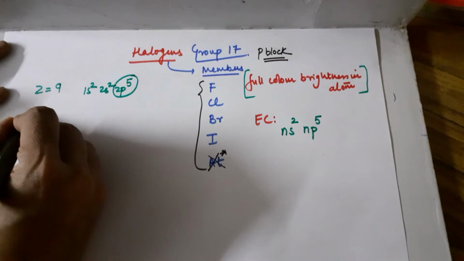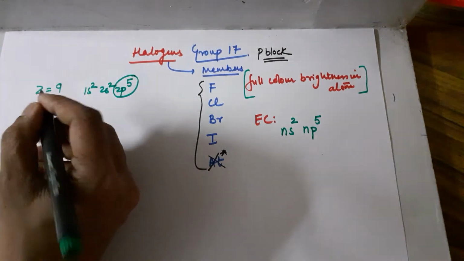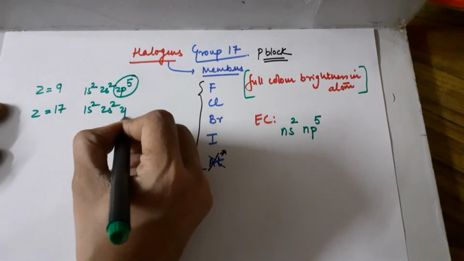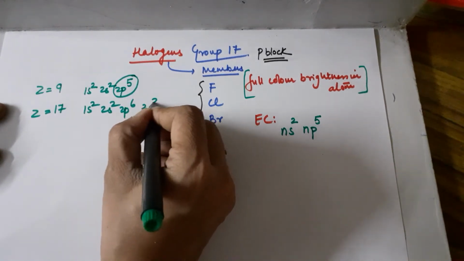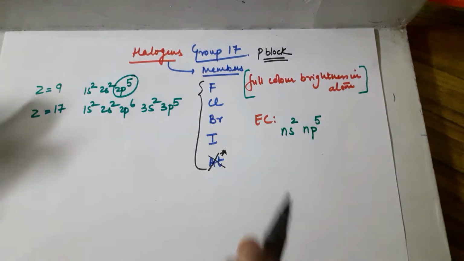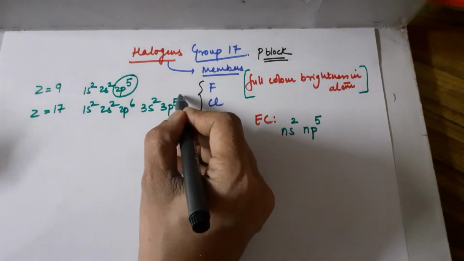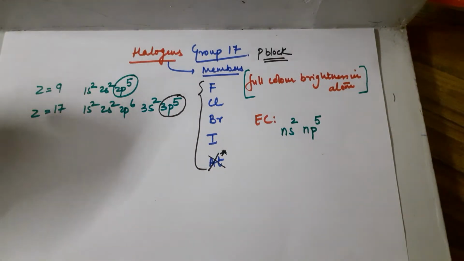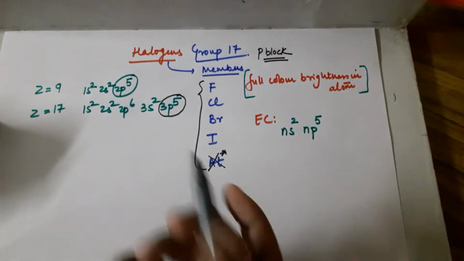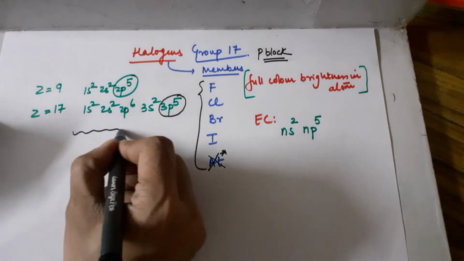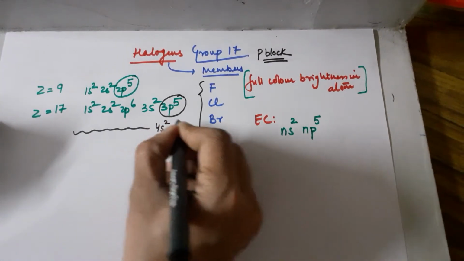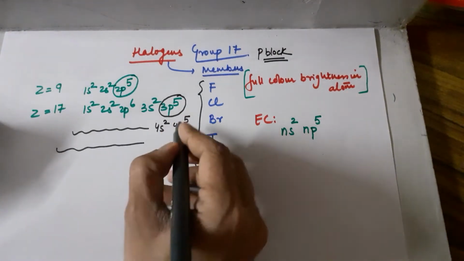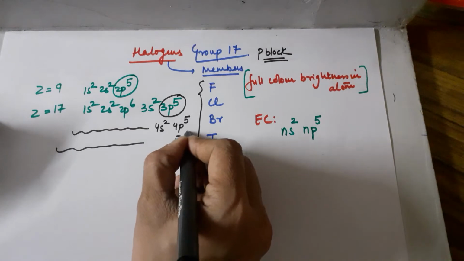Moving on to chlorine. The atomic number for chlorine is how much? 17. 1s2, 2s2, 2p6, 3s2 and 3p5, which makes it clear that your last subshell is the outermost P subshell with 5 electrons in it. For the others, you may not even know the atomic number, but you would know that in bromine this would be 4s2 and your 5 electrons will be in the 4p. For iodine, the 5 electrons would be in the 5p.